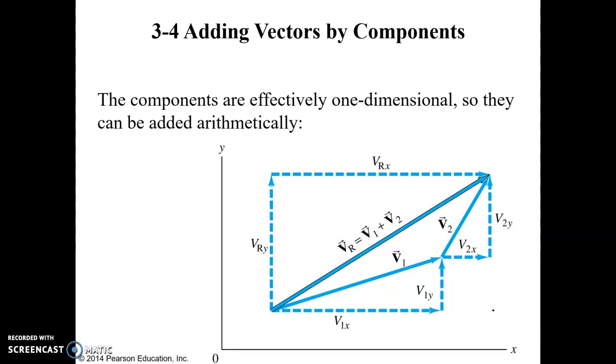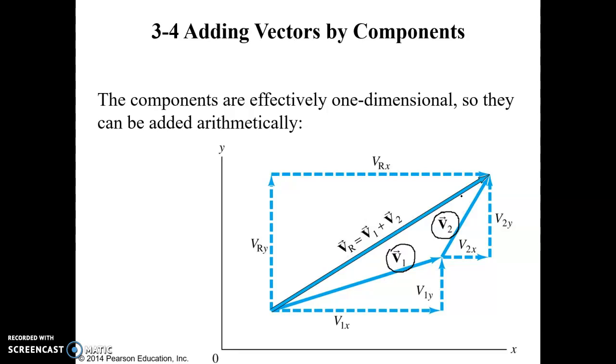So the reason why we need to break down vectors into their components is because if we wanted to add v1 and v2 together, so here we've got our vector 1, it's diagonal, it's up and to the right, and we want to add it to v2, which is also diagonal, up and to the right.